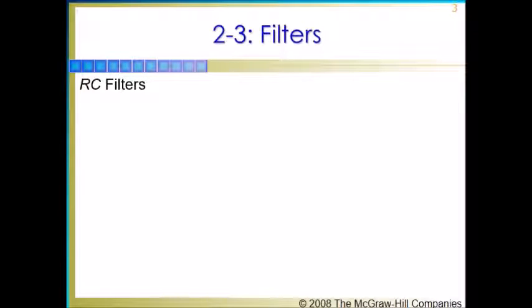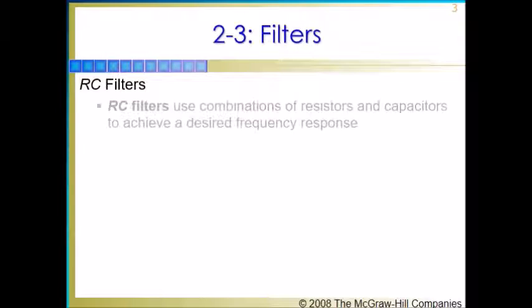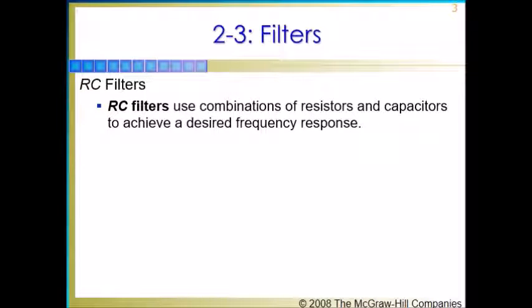RC filters. A resistor capacitor circuit, RC circuit, or RC filter, or RC network. It is an electric circuit composed of resistors and capacitors driven by a voltage or current source. RC filters use combinations of resistors and capacitors to achieve a desired frequency response. A first-order RC circuit is composed of one resistor and one capacitor and is the simplest type of RC circuit.